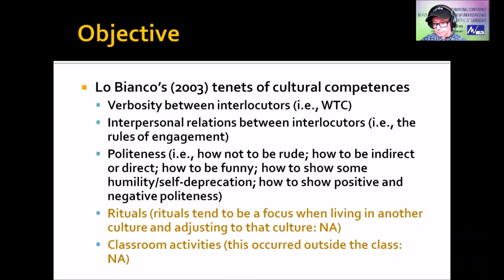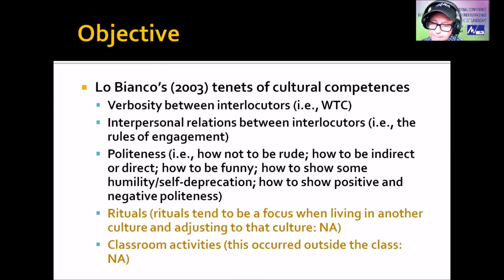And the third one, which is equally as important, is politeness. Not only how not to be rude, but also how to be indirect or direct. How to be funny. Could you tell a joke? Or could you understand a joke? How to show humility. Would you use self-deprecation in cases to enhance conversational flow? Were you able to show positive and negative politeness to your interlocutors?